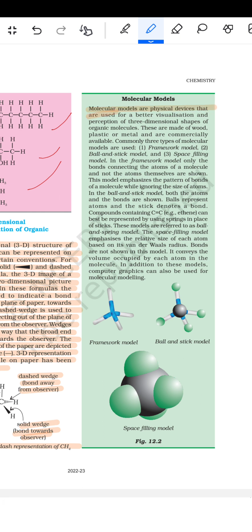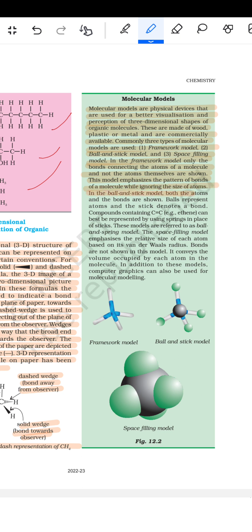Then molecular models are physical devices that are used for a better visualization and perception of the three-dimensional shapes of organic molecules. These are made up of wood, plastic, or metal and are commercially available. Commonly, three types of molecular models are used: the framework model, the ball and stick model, and the space filling model. In the framework model, only the bonds connecting the atoms of a molecule are shown, not the atoms themselves. This model emphasizes the pattern of bonds of a molecule while ignoring the size of the atoms.